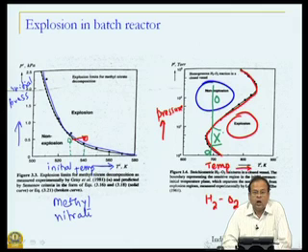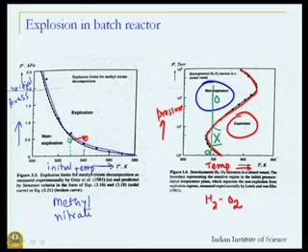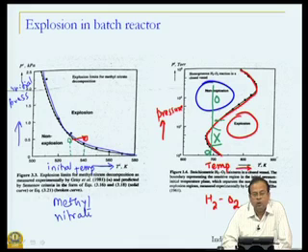So, this is another possible behavior in a batch reactor, and once again the sensitivity issue is also at play, that is, to cause changes from non-explosive to explosive region, you do not need a huge change in operating conditions. A small difference is enough to cross over the boundary between safe operation and explosive operation.